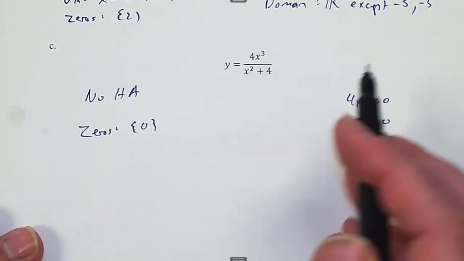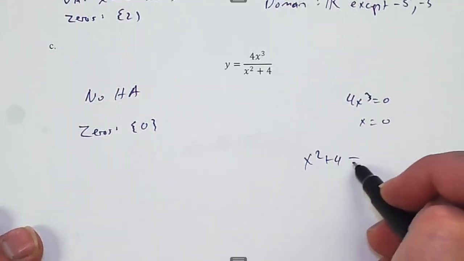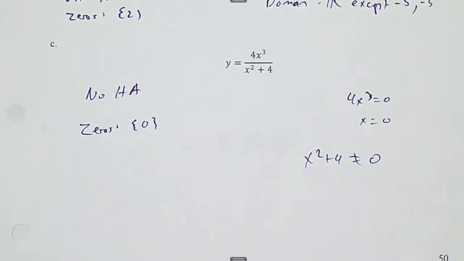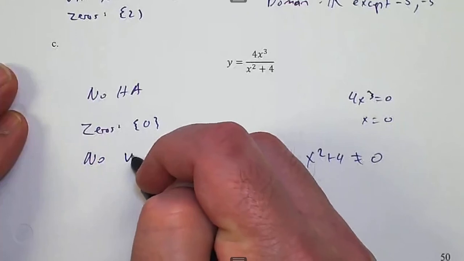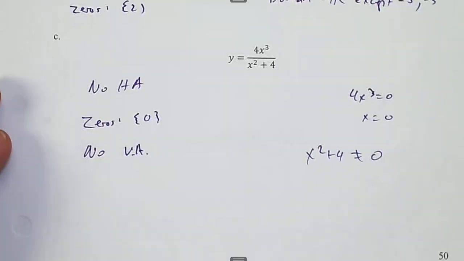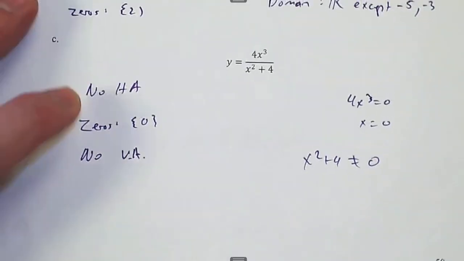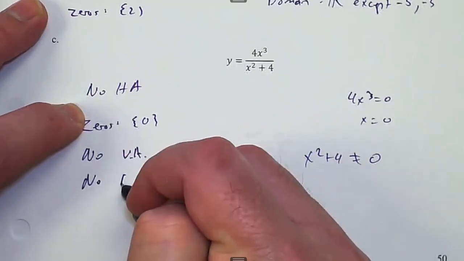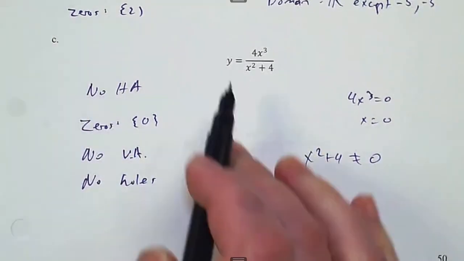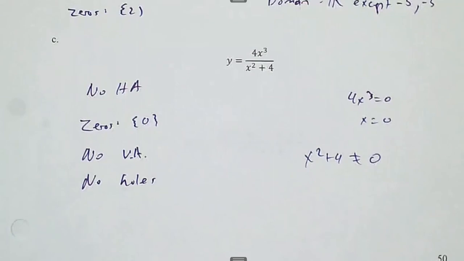The bottom can never equal 0. x squared plus 4 never equals 0 for any real number. If you solve it, you get plus or minus 2i. So there are no vertical asymptotes. There's no holes as well. So all we have is a 0 here.